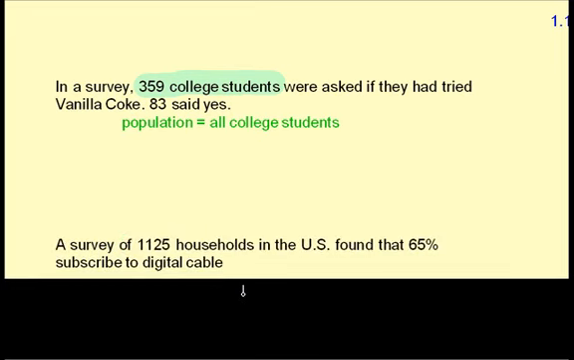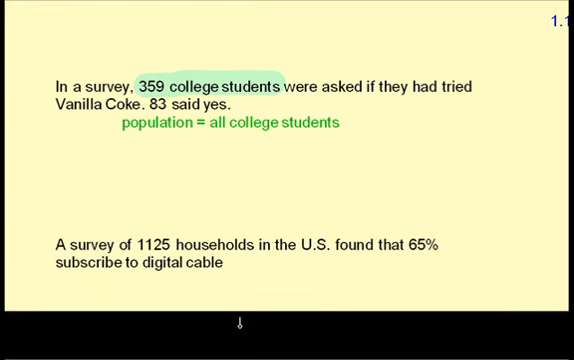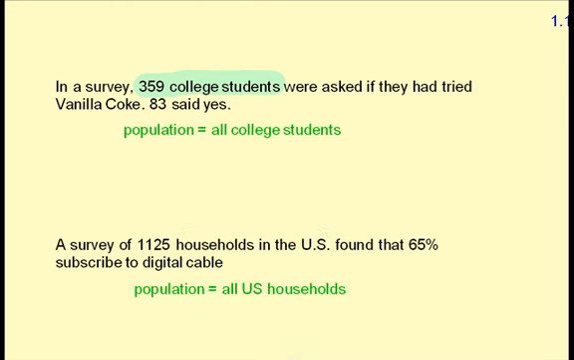In a survey of 1,125 households in the U.S., they found that 65% subscribed to digital cable. Who is the population? The population in this case would be all households in the U.S. And who is the sample? That would be the 1,125 households that were surveyed.